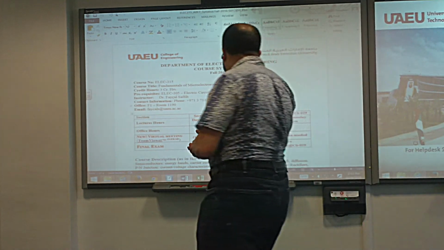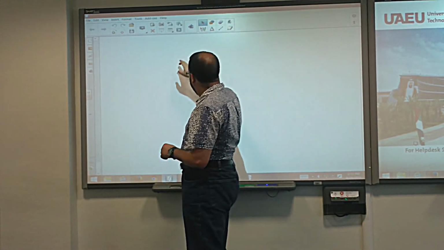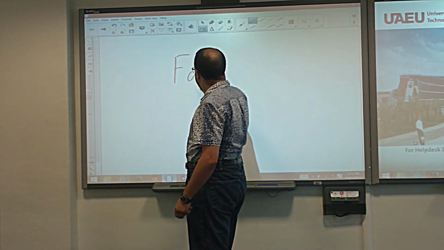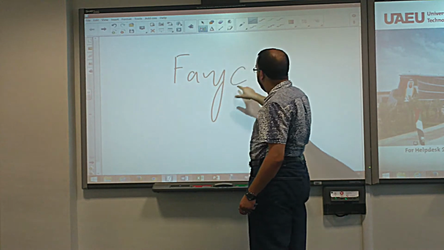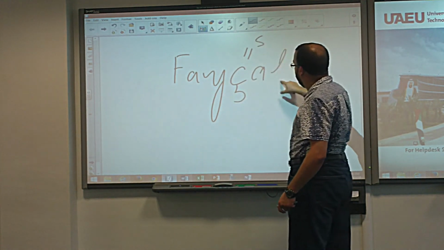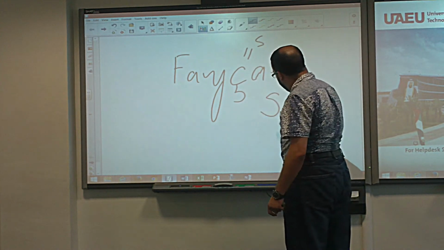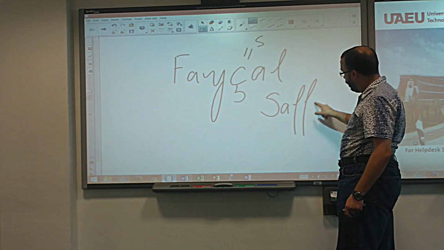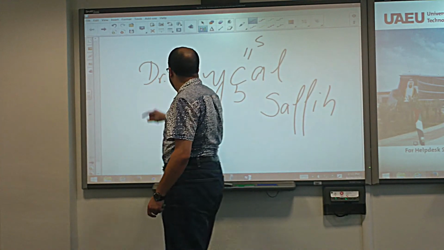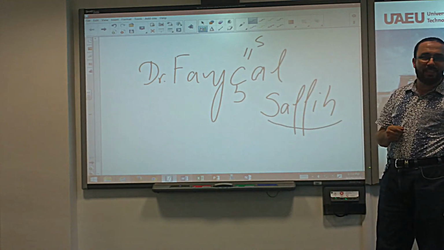My name again is Dr. Faisal Safi. It's written like this. This is equivalent to S in French. A-L, that's my first name. Last name is S-A-F-F-I-H, of course. There's a title. We expect titles. All right.